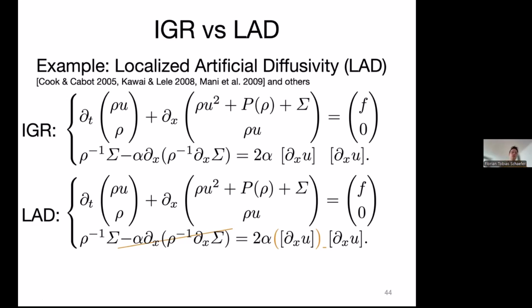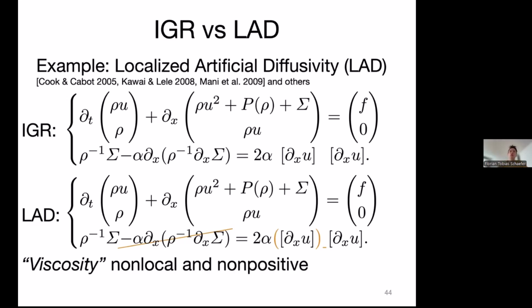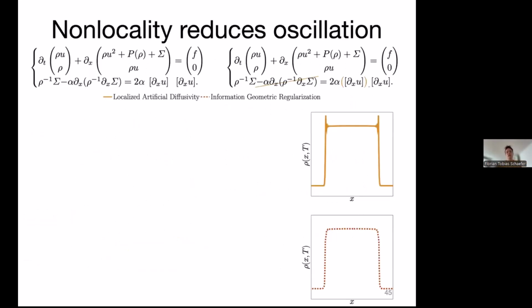So in some sense, if you want to view IGR as viscosity, it would be a non-local and sign indefinite viscosity. And these two features are actually quite important.